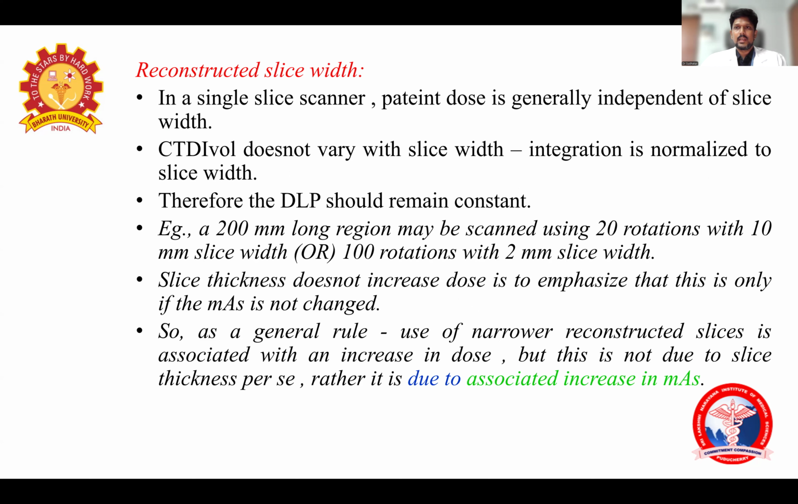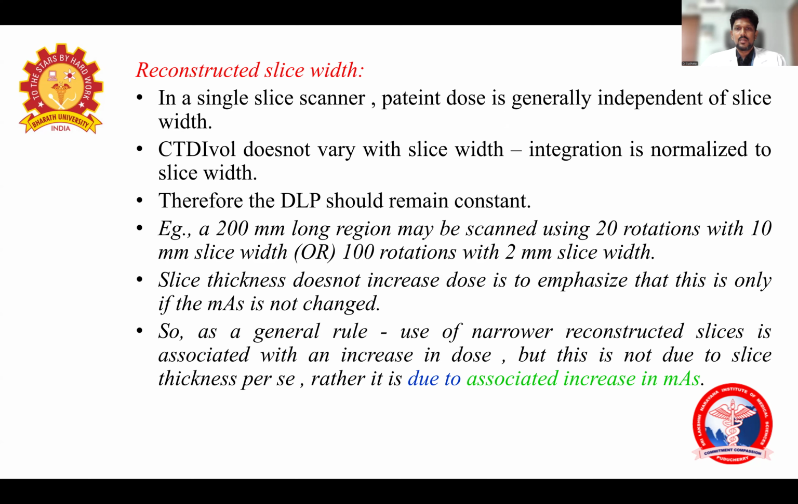In a single slice scanner, patient dose is generally independent of the width. CT dose volume does not vary with slice width. Integration is normalized to slice width. Therefore, the DLP should remain constant. For example, a 200 mm long region may be scanned using 20 rotations with 10 mm slice width or 100 rotations with 2 mm slice width. Slice thickness does not increase dose, to emphasize that this is only if the mAs is not changed.